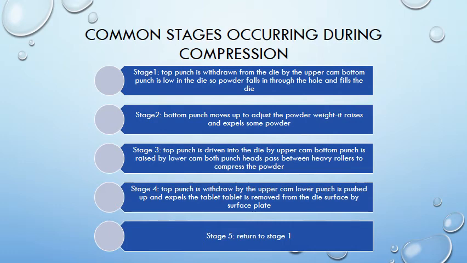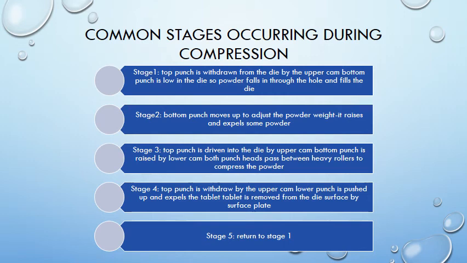Now we'll see the common stages occurring during the compression process. The first step is the top punch is withdrawn from the die cavity by the upper cam. Bottom punch is lower in the die, so powder falls in the hole and fills the die cavity. So this is the first step. Second, bottom punch moves up to adjust the powder weight. It raises and expels some powder. So whatever is the size of the cavity, it fills completely, and whatever extra amount of powder is filled in the die cavity is removed by the adjustment of the lower punch.